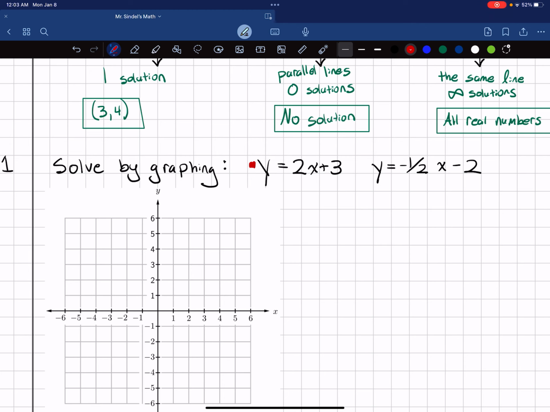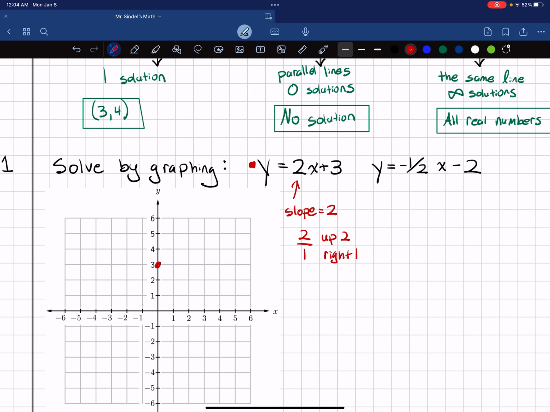So I'm going to go up 3. That's the y-intercept. And the slope here is kind of tricky. The slope here is equal to 2, and the slope is usually a fraction. So the slope is really 2 over 1, which means I'm going to go up 2 and right 1.